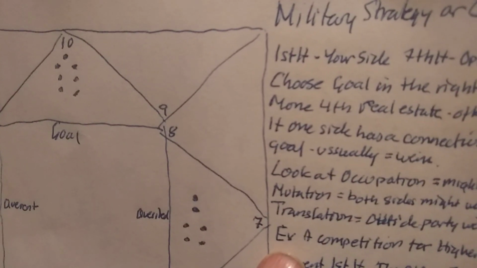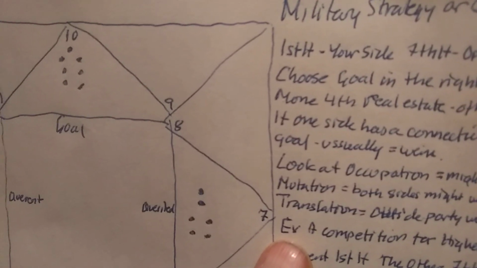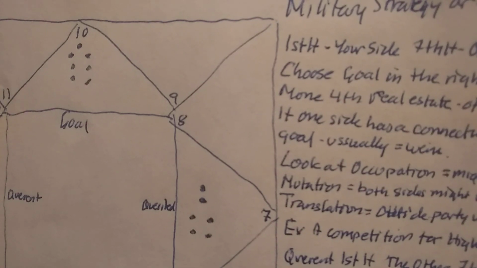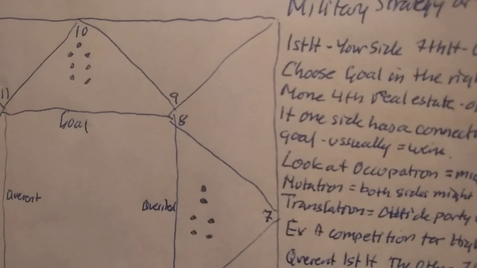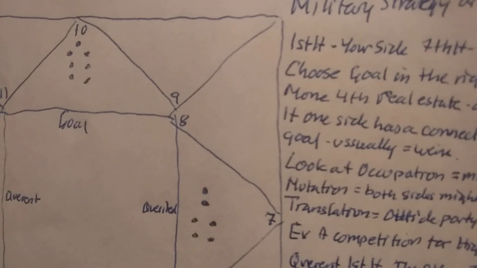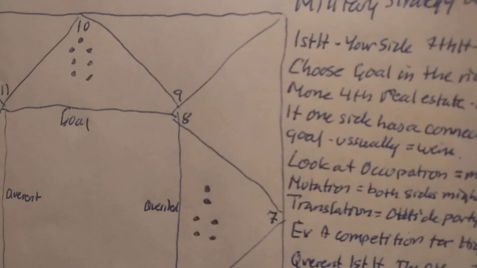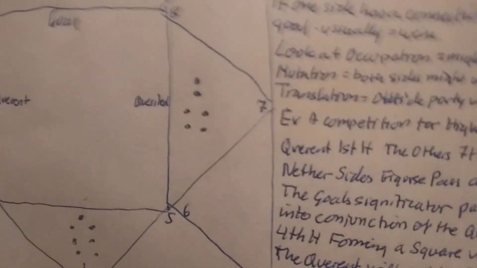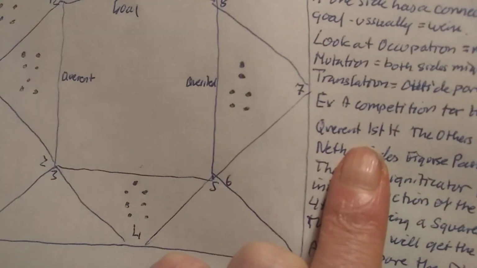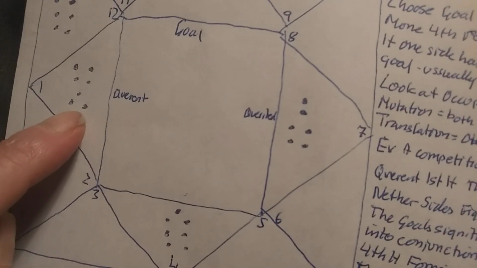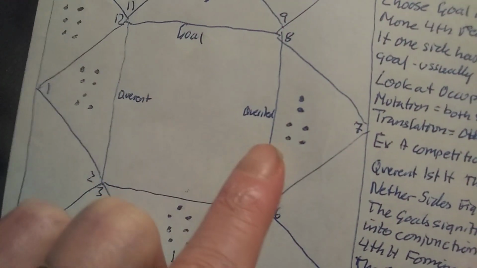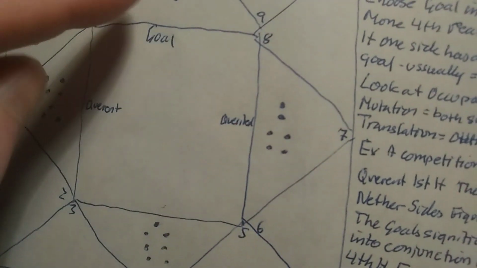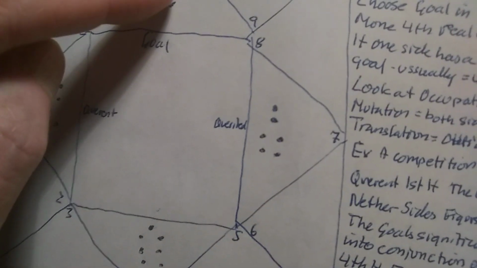And then we look at occupation. That might always show an alliance. For example, with mutation, both sides might want to settle. And with translation, a third party will enter and win. And this is an example from a higher position. Querent in the 1st house, and the other she's competing with for the higher position is in the 7th house, and the goal is to get a higher position.